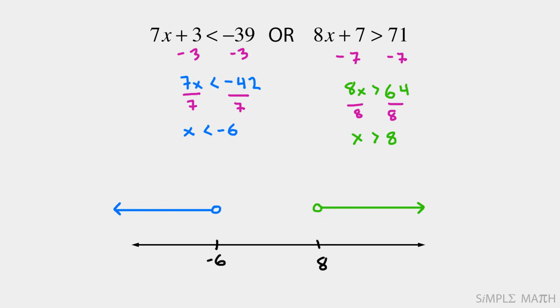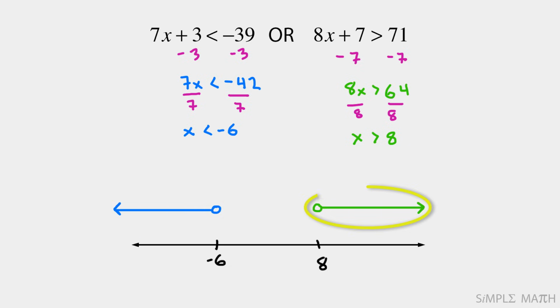Unlike the last problem, there is no area where these two arrows overlap, but that's okay. When we use the word or to connect our two inequalities, we don't need values of x that satisfy both inequalities at the same time. We just need to make sure the values of x we choose satisfy at least one of the inequalities we're dealing with. Well, if x is less than -6, then the inequality on the left is satisfied.